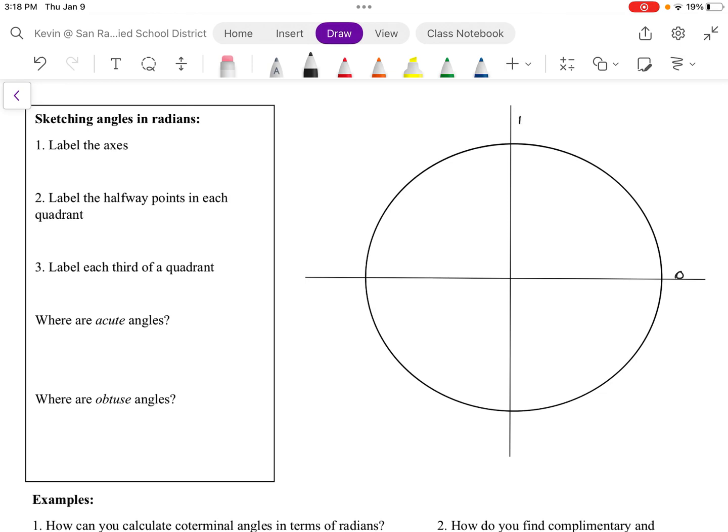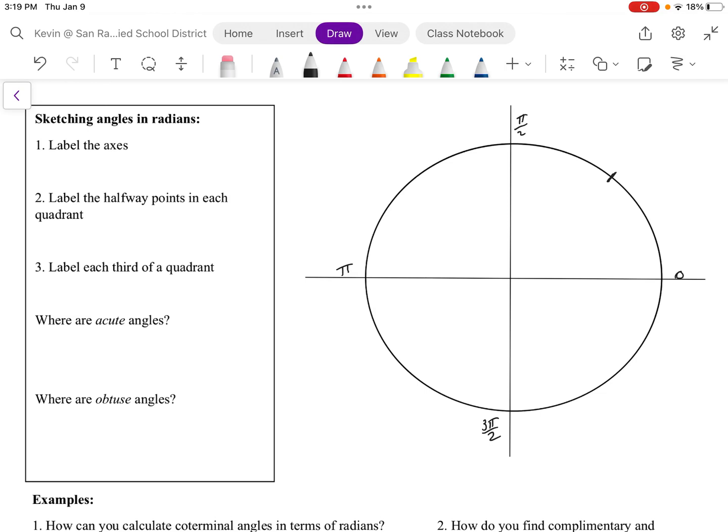So we come up here, and our first axis is going to be pi over 2, 1/2 pi. Halfway across the circle is 180 degrees, or pi, right? So halfway between 0 and pi would be 1/2 pi, or pi over 2. And then we come down here and we take pi plus another half a pi, and that gives us 3 pi over 2.